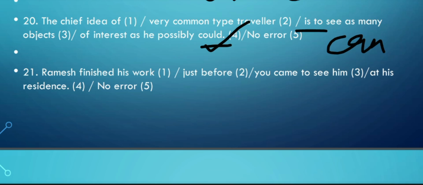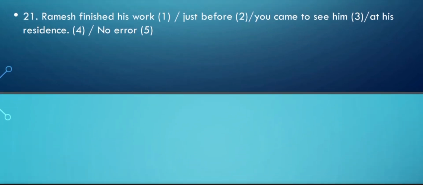Let's move on to question number 21. Ramesh finished his work just before you came to see him at his residence. Ramesh finished his work just before you came to see him. See, in this question, the question has two verbs, finished and came.